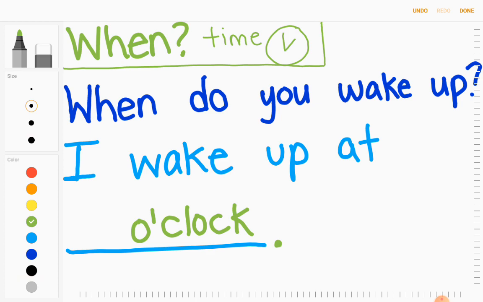Okay, thank you so much for learning about the question word when. And remember, that refers to time. You're asking about time. When do you wake up? I wake up at. Please make sure you submit a reply with a picture of your work so I can see your awesome sentence.